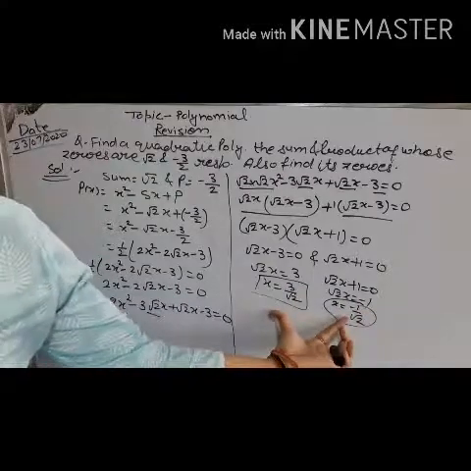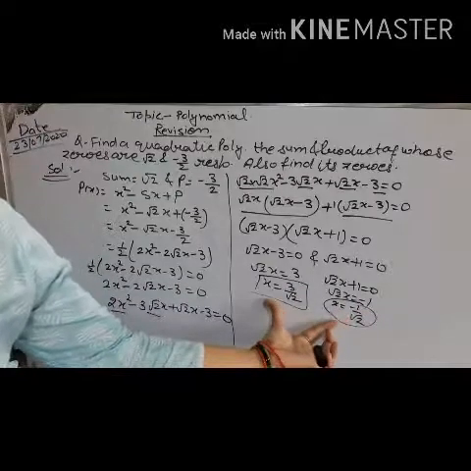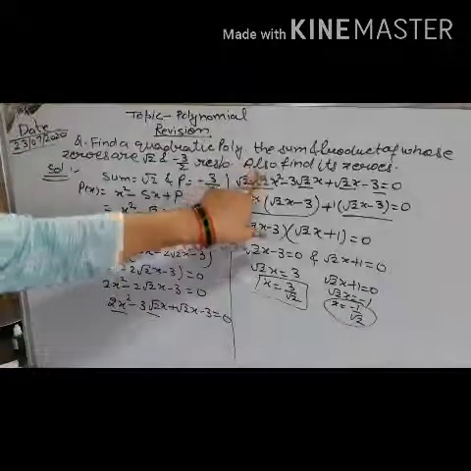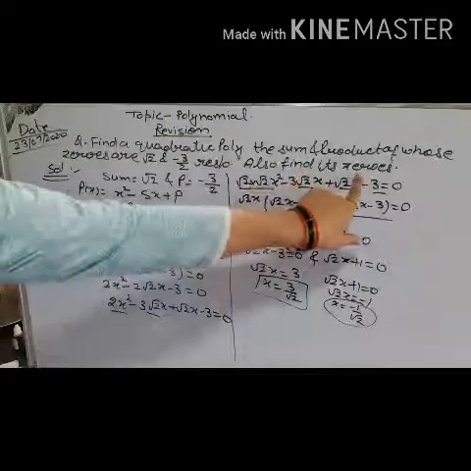So we obtain here these two zeros, and these two zeros are the required value, because in this question we want to also find its zeros.